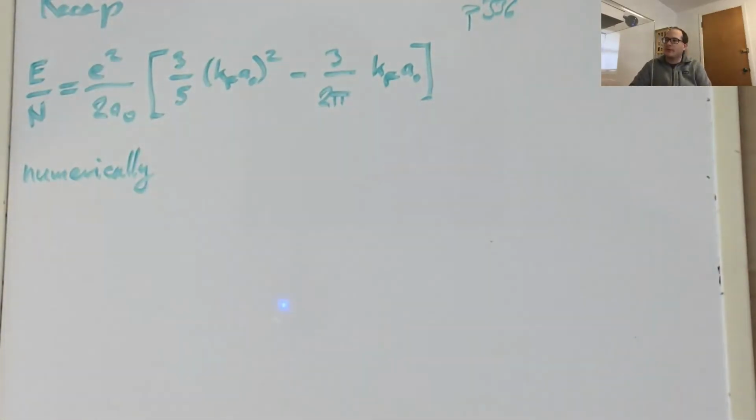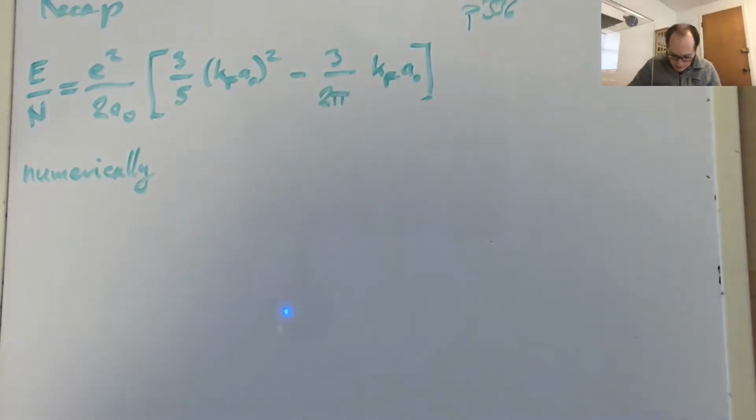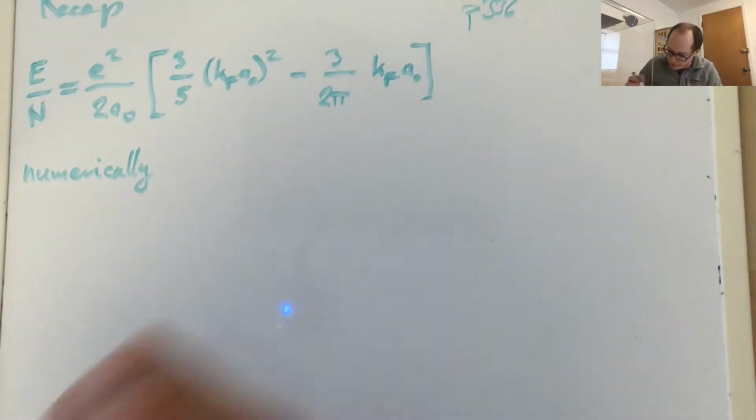Now we transform variables and write this in terms of the radius Rs. Remember, Rs was the sphere that we imagined having around each one of these electrons, so that when Rs is small, you have a high density and the electrons are close together. If Rs is large, you have a low density of electrons, with a lot of space between individual electrons.